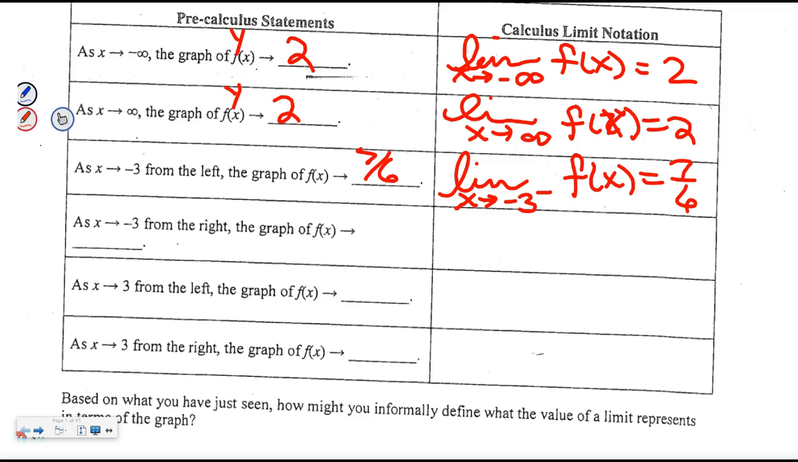Go ahead and write, if you go in at negative 3 from the right, where do you think you end up? Just go ahead, travel in on the graph, negative 3 from the right-hand side. Where does your pencil lead you? Go ahead. Follow it in. You're pointing right at the dot again, right? So it's also going to be, Harvey, 7/6. So go ahead and write that.